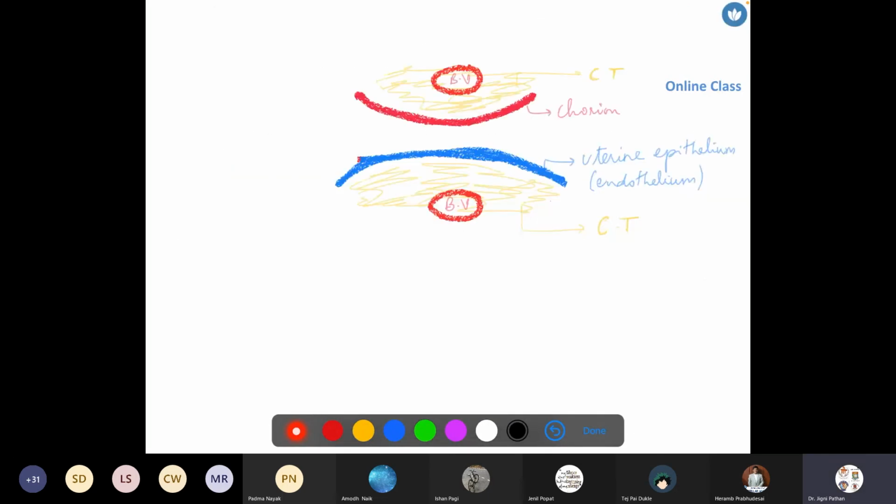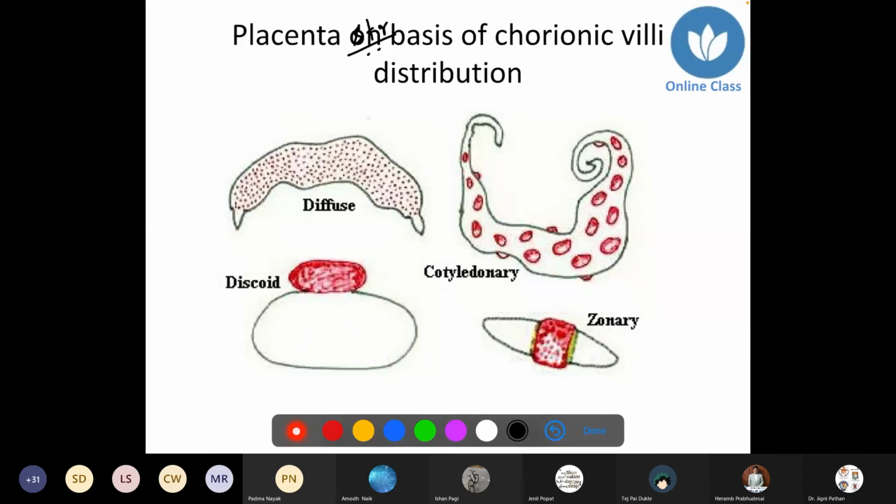Please draw this structure. No, please draw the structure. This structure. CT is connective tissue. V is blood vessels. Chorion.